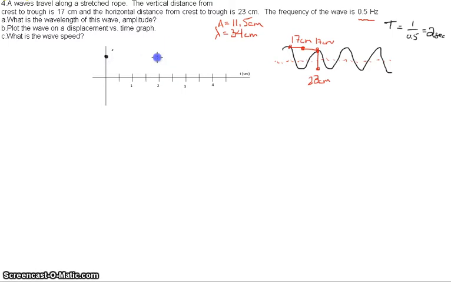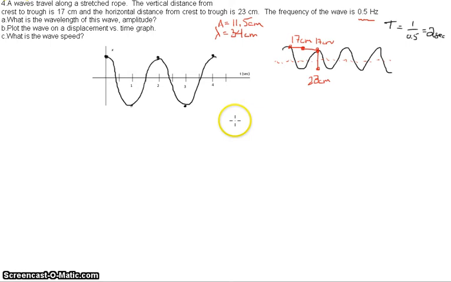Alright, so if we start here, we'll end up with one whole cycle as it goes through 2 seconds. We'll end up with 2 whole cycles as it goes through 4. Right. So our wave is going to look something like this.